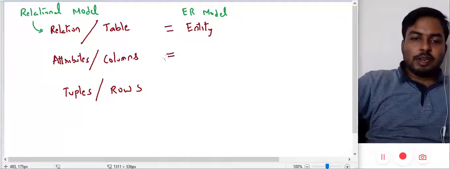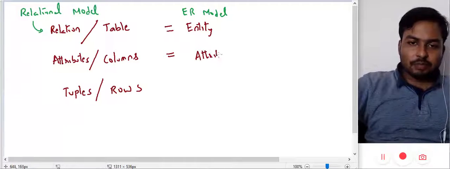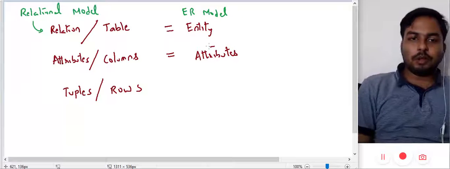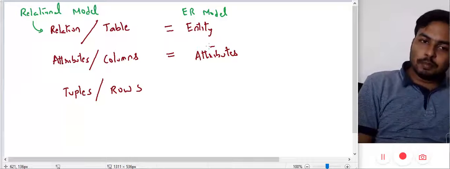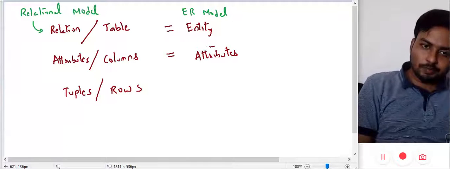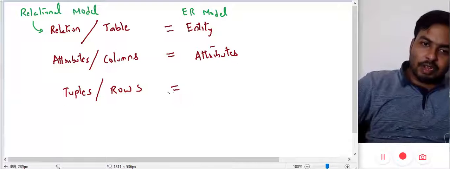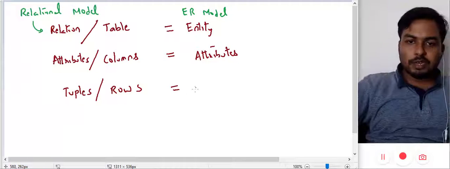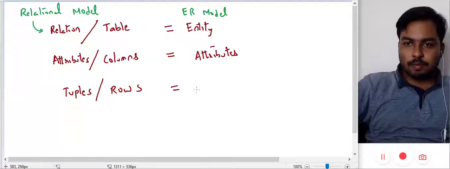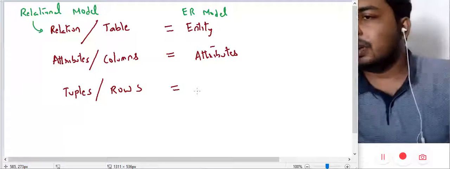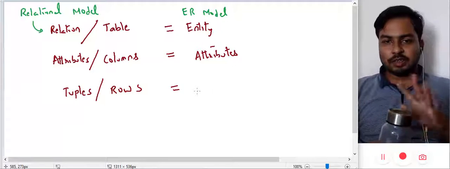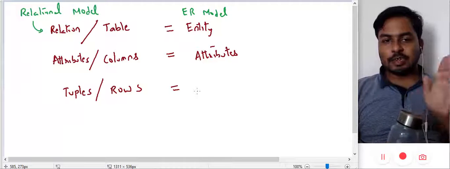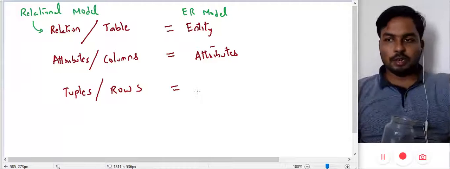Next, what are attributes? Whatever you call attributes in the ER model are nothing but columns in the student table or in the table of the relational model. And what are then rows? What can be the rows? Any guess? We are clear that a relation or table is nothing but an entity. We are clear that attributes are nothing but columns. And what could be the rows in a relational model?